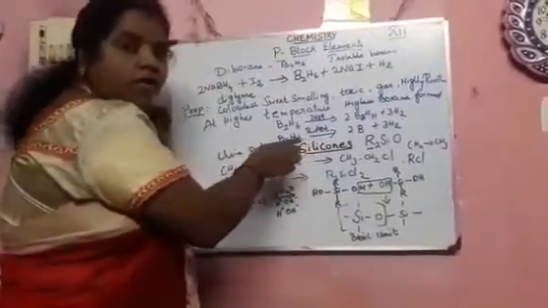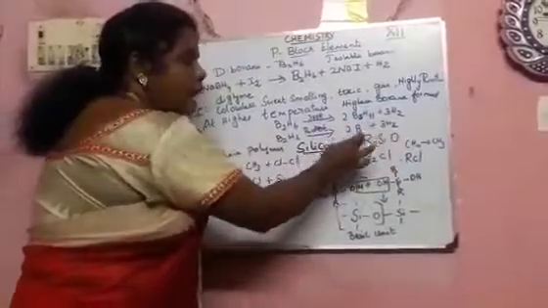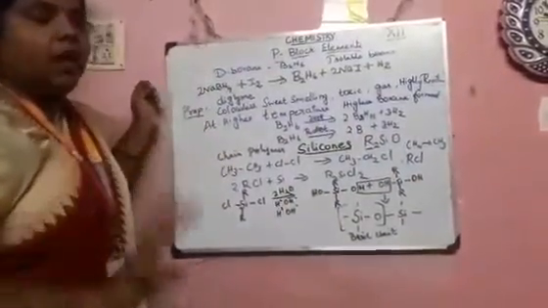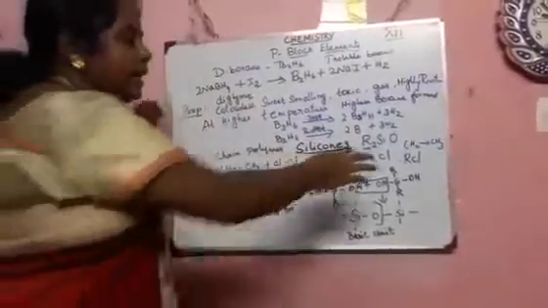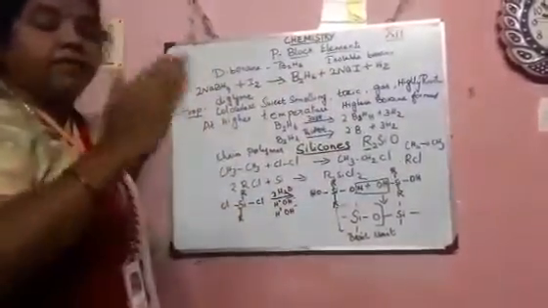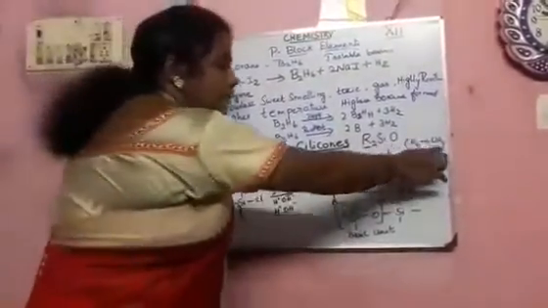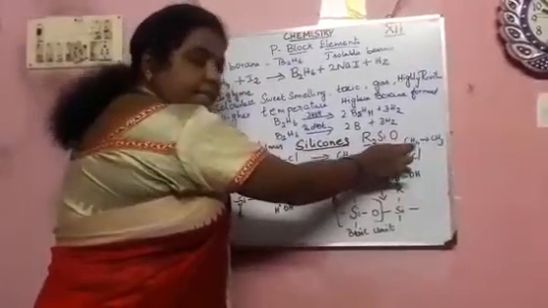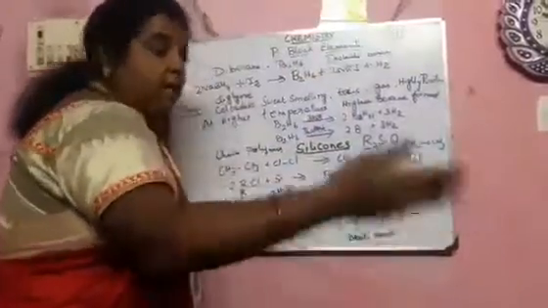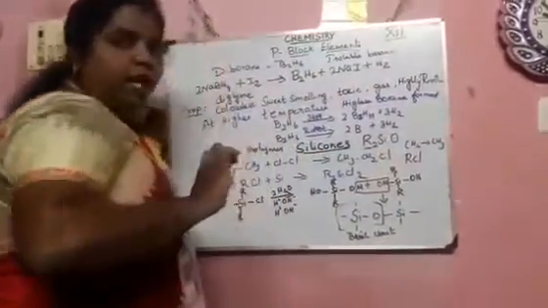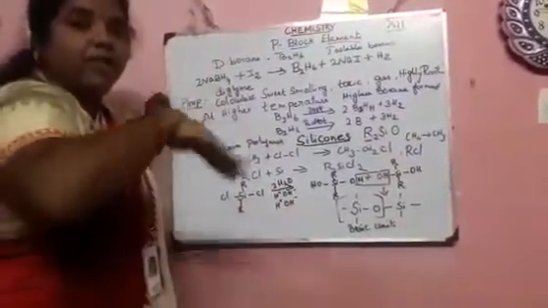The general formula for silicone is R2SiO, silicon and oxygen, where R is an alkyl. What is meant by alkyl? The simplest alkane is methane, CH4. If we remove a hydrogen from methane, it forms a methyl group. So that is an alkyl group. From the alkane, if you remove a hydrogen, it forms an alkyl.